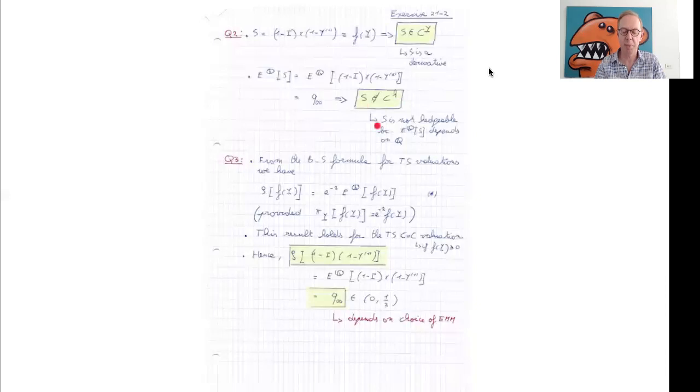S is not hedgeable because the expectation under Q of S depends on Q. In case S was hedgeable, then it could only have one price. And now we have seen that there is an infinite number of prices possible for S. So that means that indeed S cannot be hedgeable. Question 3.